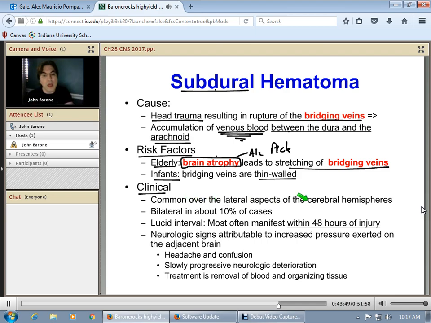That's usually where they occur. And they're about bilateral at about 10%. So when you fall down, your brain can go back and forth, and you can bleed on both sides. Now there will be a lucid interval, and this lucid interval could be a long time because venous bleeding is slow. So it may be 12 hours, 24 hours, maybe even up to 48 hours before you go unconscious. So these can be very slow bleeds, with a long lucid interval.